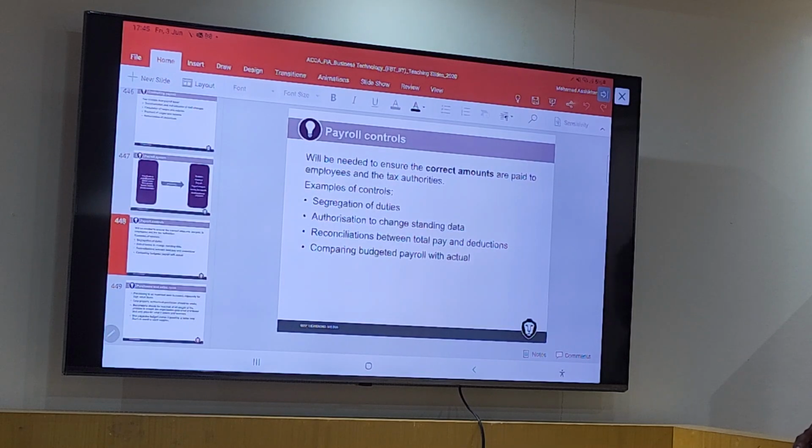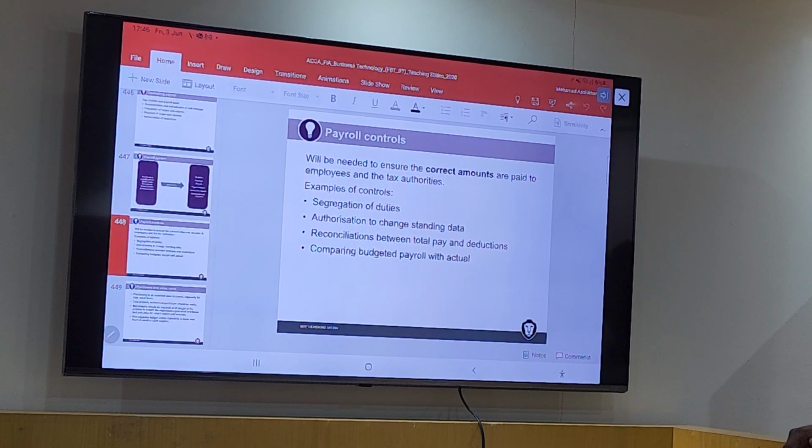Payroll controls will be needed to ensure that correct amounts are paid to employees and the tax authorities. Examples of controls: segregation of duties, authorization to change standing data, reconciliation between total pay and deductions, comparing budgeted payroll and actual.